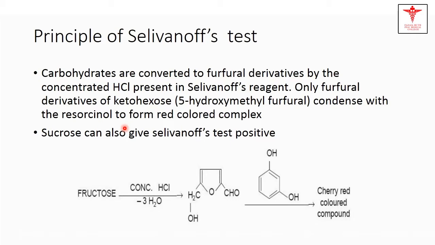Another peculiar thing about the Seliwanoff's test is that sucrose can also give a positive Seliwanoff's test. Why is that? Because sucrose is composed of a glucose and a fructose subunit linked together by a glycosidic linkage. Under the action of this strong acid, sucrose will be hydrolyzed to fructose and glucose. Fructose can then give a positive Seliwanoff's test. So sucrose can also give a positive Seliwanoff's test.